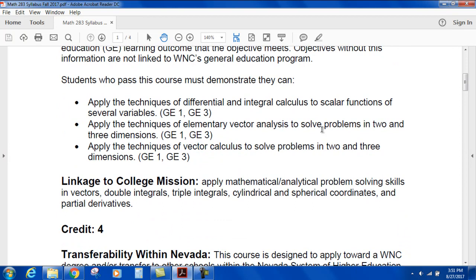Students who pass this course must demonstrate they can apply the techniques of differential and integral calculus to scalar functions of several variables. That means we get to integrate not just with respect to x or t or whatever, but it might be x, y, z. It's really cool. It's really fun. It's not bad. Don't stress about it. Apply the techniques of elementary vector analysis to solve problems in 2 and 3 dimensions. Apply the techniques of vector calculus to solve problems in 2 and 3 dimensions.